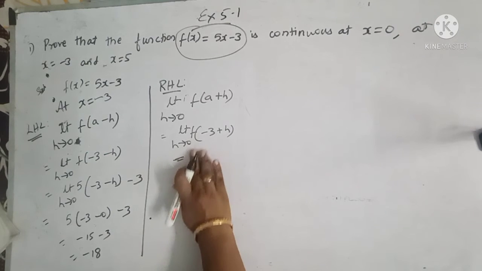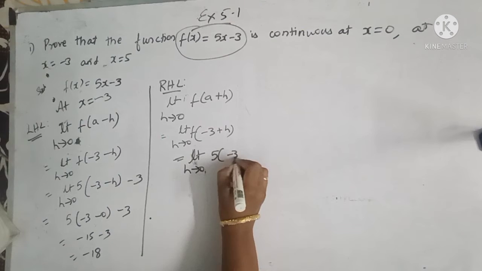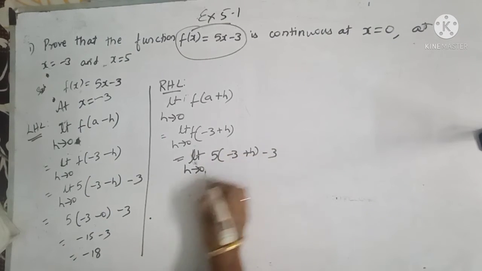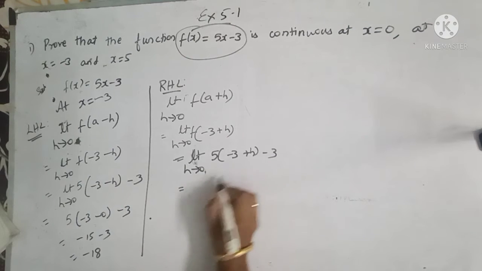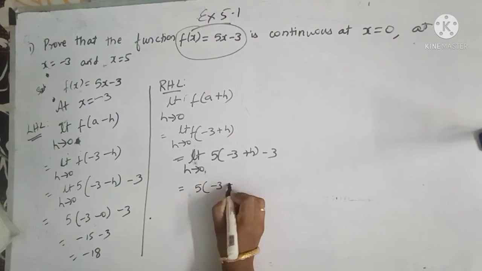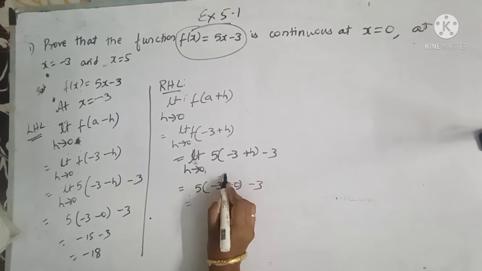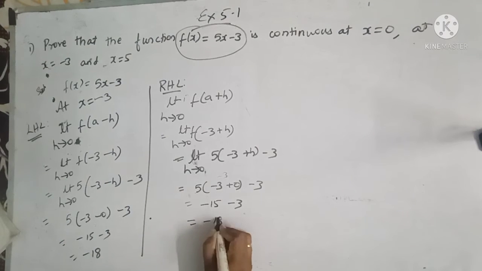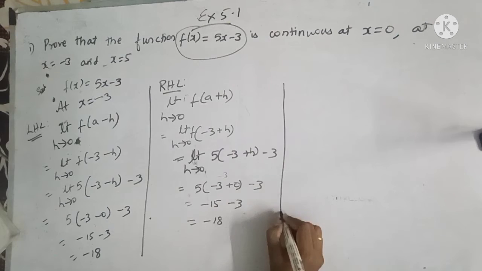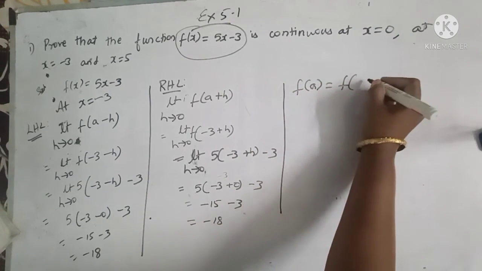So limit h tends to 0, 5 into minus 3 plus h minus 3. So this is equal to, when I substitute h value to be as 0, we get 5 into minus 3 plus 0 minus 3. So minus 3 plus 0 is minus 3. 5 into minus 3 is minus 15 minus 3, which is equal to minus 18. So we obtain the right hand limit. The next we have to find the image f of a. So f of a value is nothing but minus 3.